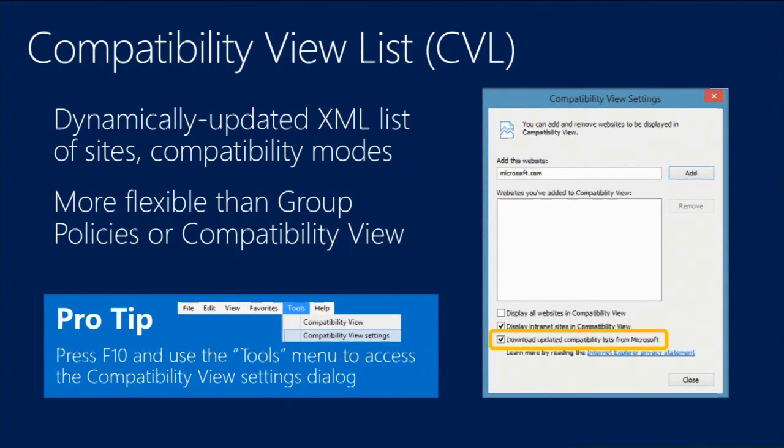And it's this last section here, download updated compatibility lists from Microsoft. This also has a group policy. If you download this XML list, the XML list explicitly says what document mode to render the site in. Whether a site should be rendered in IE10, IE9, IE8, IE7, or even Quirks mode. This gives public websites a lot of flexibility on what specific document mode they want to use, often temporarily while they're upgrading to modern standards.